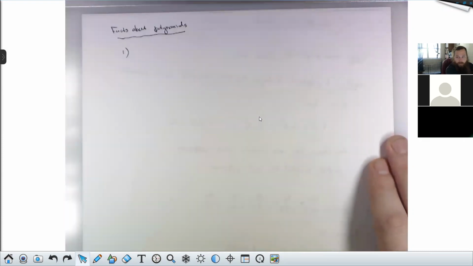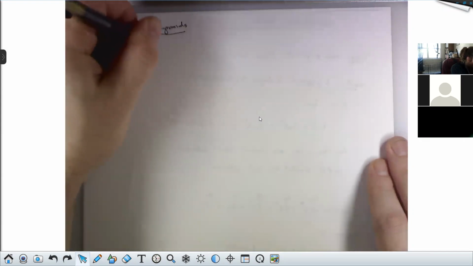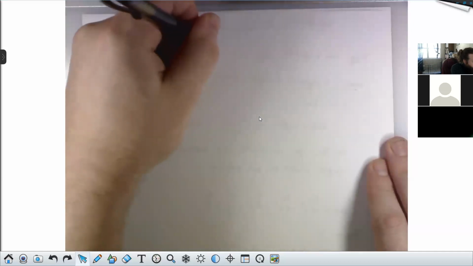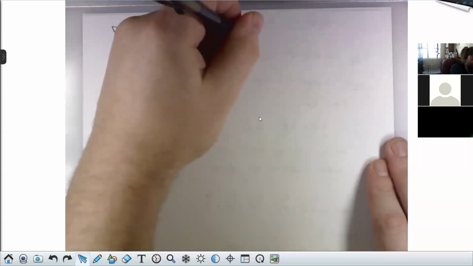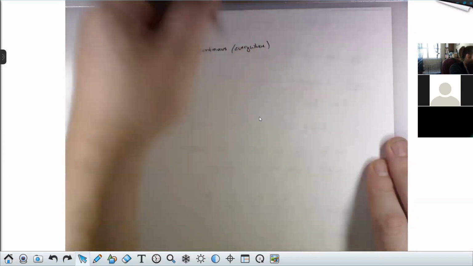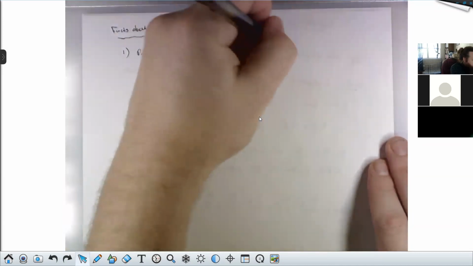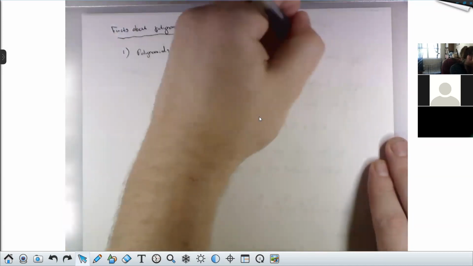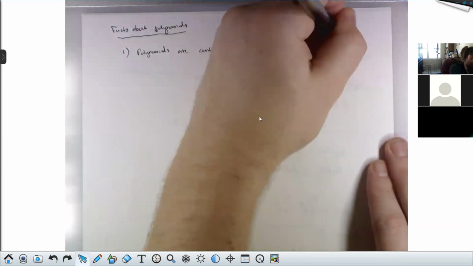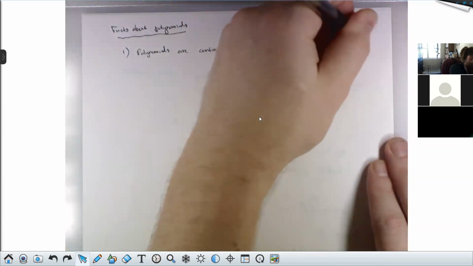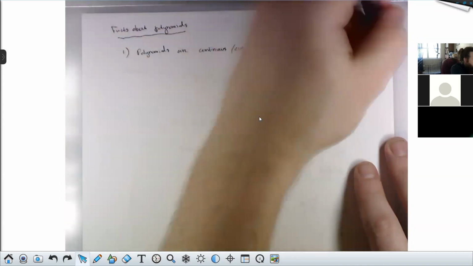So polynomials are continuous functions. Continuous everywhere. And what that means is that their graphs are connected or unbroken.